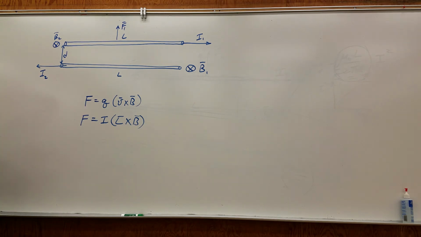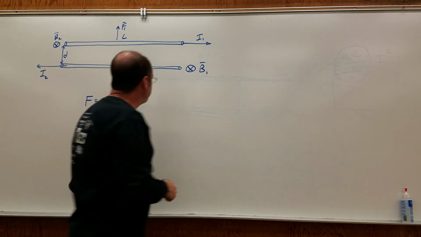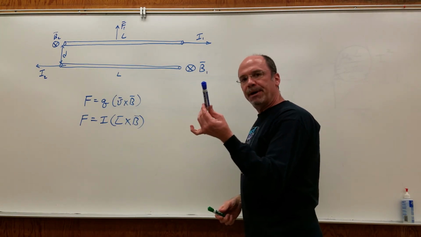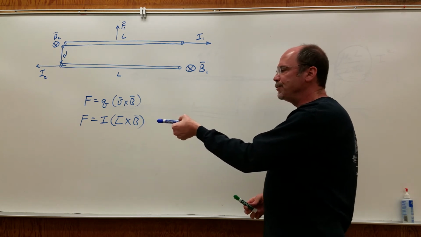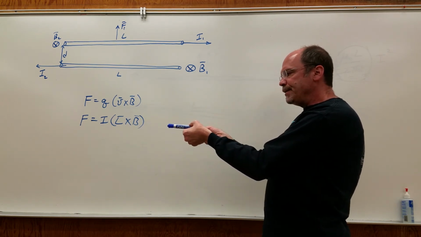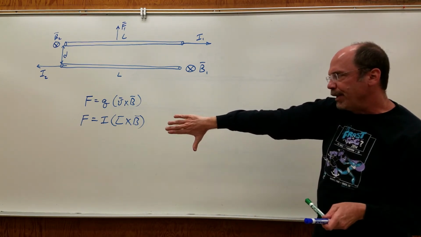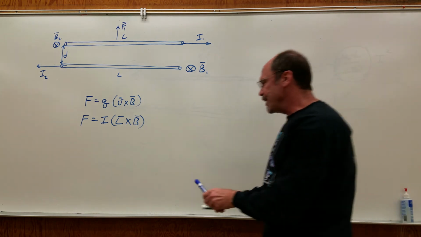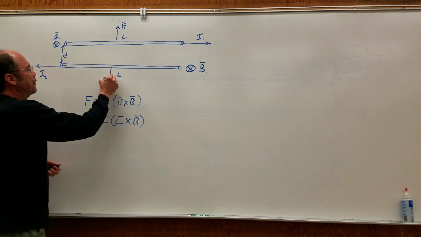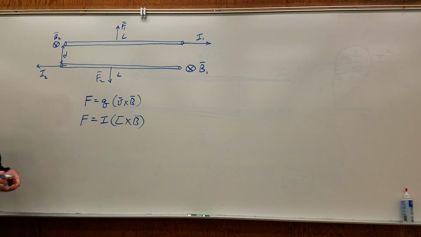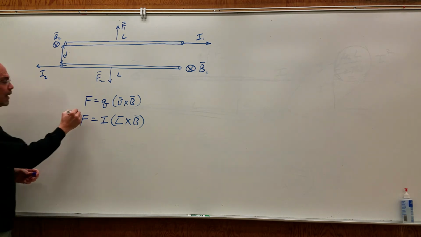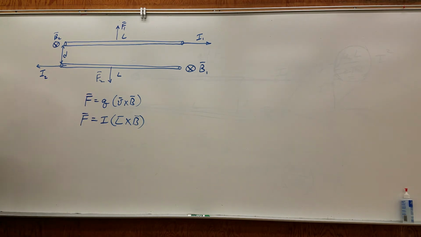Down here, I have I2 pointing this way, and B1 pointing into the page. If I take the fingers of my right hand and wrap them this way into B1, my thumb points down. That will be F2. So the right-hand rule in this form shows that the force of interaction, if you have two parallel but opposite currents, is repulsive.